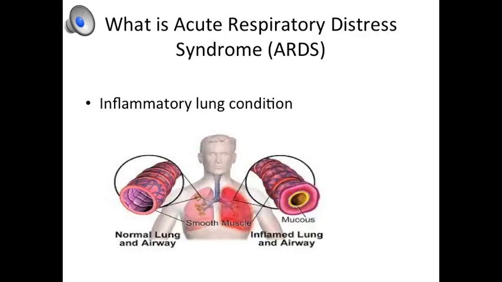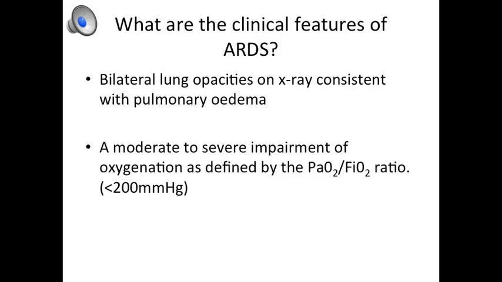So the first question we want to ask then is, what is acute respiratory distress syndrome? So some of you will have come across the term ARDS during your time in intensive care. But just to recap, it's an inflammatory lung condition involving both lungs that may complicate severe pneumonia, trauma, sepsis and many other conditions. Inflammation leads to injury of the lung tissue, which culminates in leakage of blood and plasma into the air spaces, resulting in low oxygen levels in the blood.